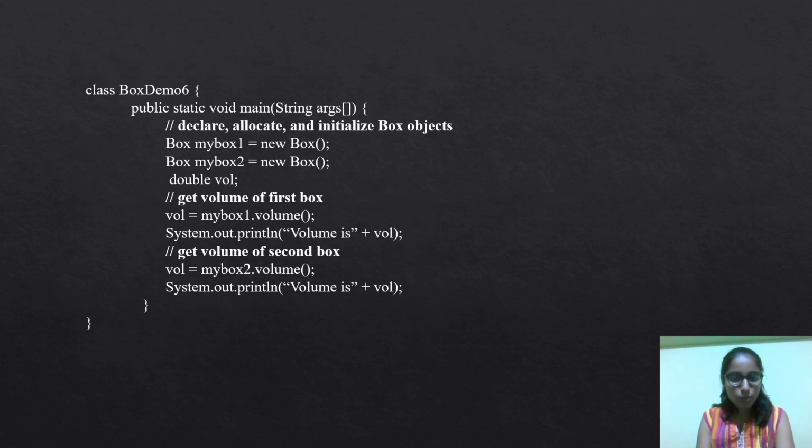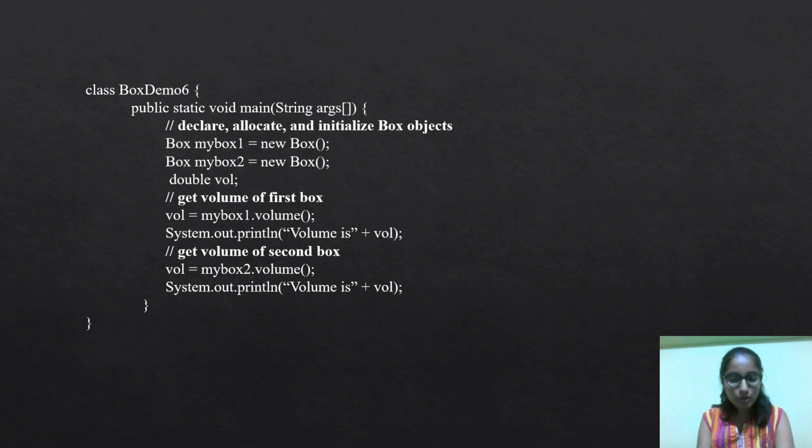Second, the BoxDemo6 class. The BoxDemo6 class contains the main method, which serves as the entry point for the program. Inside the main method, two Box objects, myBox1 and myBox2, are declared and initialized using the new keyword, which calls the Box constructor. The volume method is then called on each Box object and the results are printed.